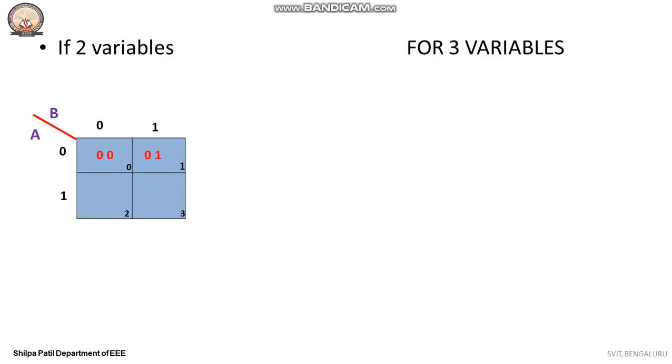Similarly, for the second row, first column, the A and B values are 1, 0, so it is cell number 2. Then 1, 1 is cell number 3.